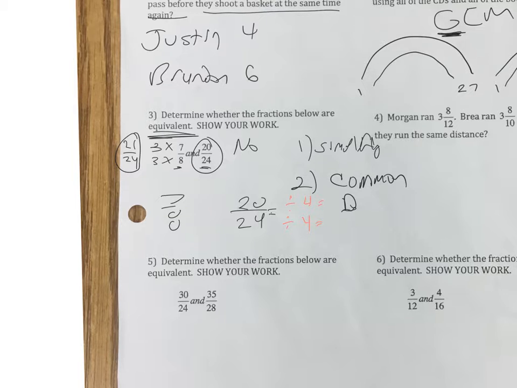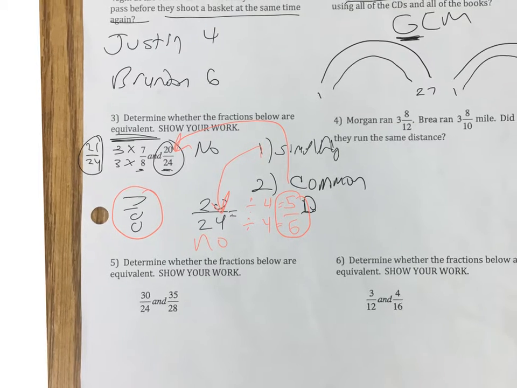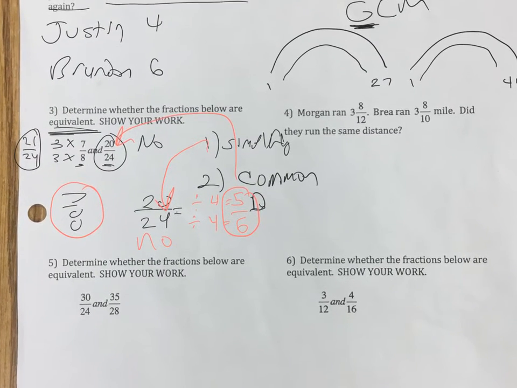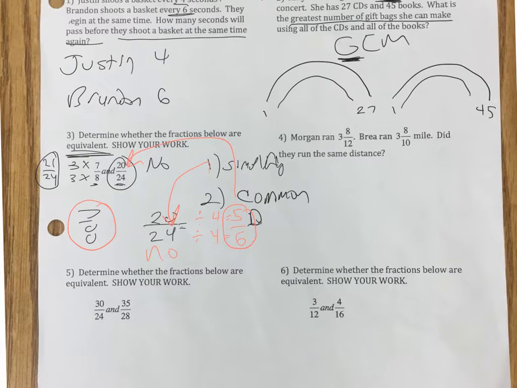So what times 4 is 20? What times 4 is 24? 6. All right, so this is 5/6, and that's 7/8. Are they the same? No, they're not the same. So I showed you 2 different ways, the simplify way and the common denominator way. Depending on the fractions, you can pick either, whichever would be easier.